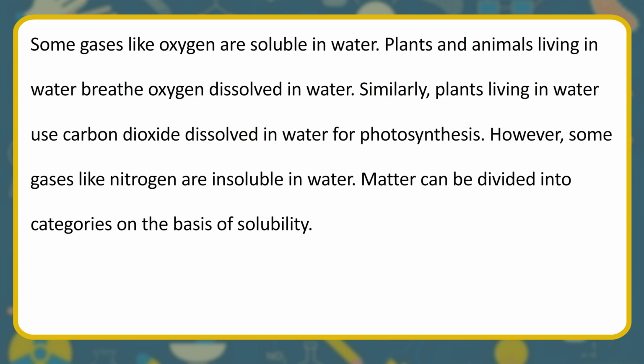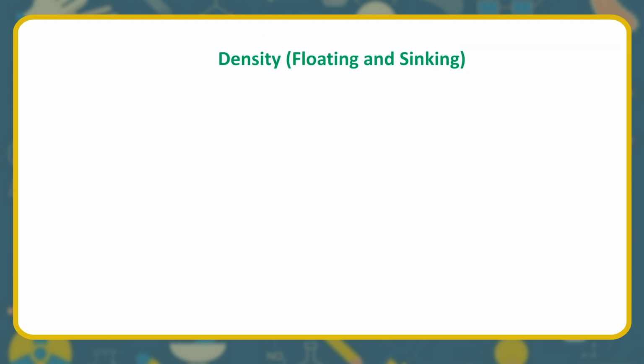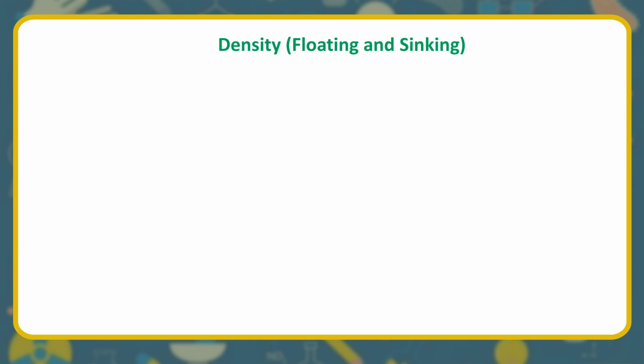Some gases like oxygen are soluble in water. Plants and animals living in water breathe oxygen dissolved in water. Similarly, plants living in water use carbon dioxide dissolved in water for photosynthesis. However, some gases like nitrogen are insoluble in water. Matter can be divided into categories on the basis of solubility, density, floating and sinking.